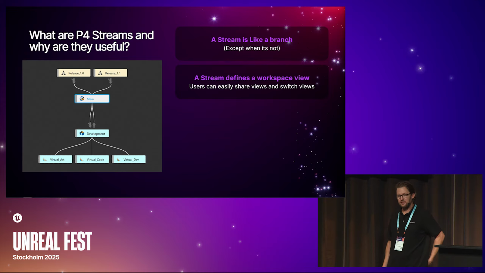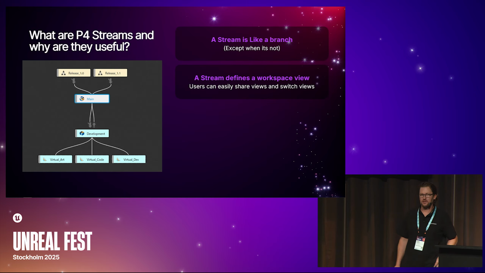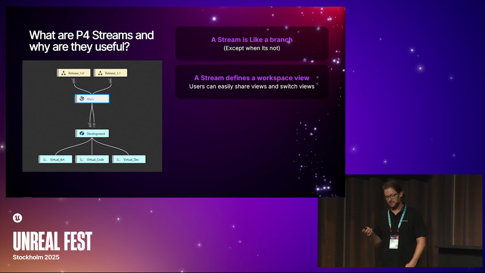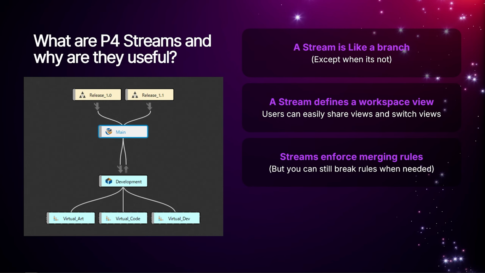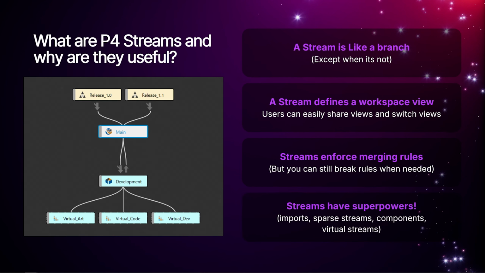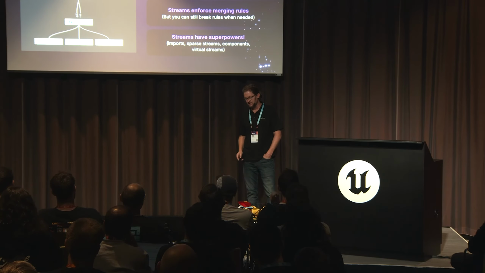Streams define workspace views. The nice thing about streams is that when you set up a client, you just point it to the stream. This eases the burden of setting up new clients. And then they enforce merging rules. We always talk about merge down, copy up as being the most useful pattern in branching and using streams. But when exceptions arise, we don't enforce it where you can't get around it. So if you need to do cherry picking, that's totally possible with streams. And streams, we say, have superpowers. The most recent one is something called sparse streams. I'll talk a little bit more about sparse streams in another slide.